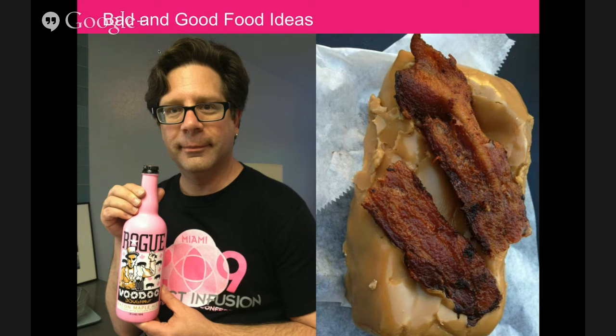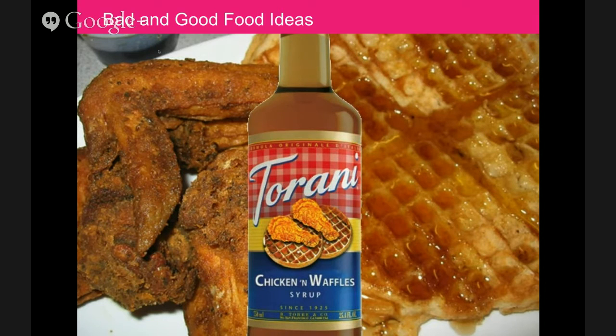And they're doing it here for fun. There's something here about brand. The brand of Rogue is curating and endorsed by the brand of Voodoo. So there's a narrative here that makes sense around these brands. When Tarani came out with chicken and waffles syrup, I think this doesn't work. I think this was an April Fool's fake press release from their newsletter, and people said, hey, you should do this, so they did it. But this is off-brand for Tarani, so they shouldn't be playing around with this.